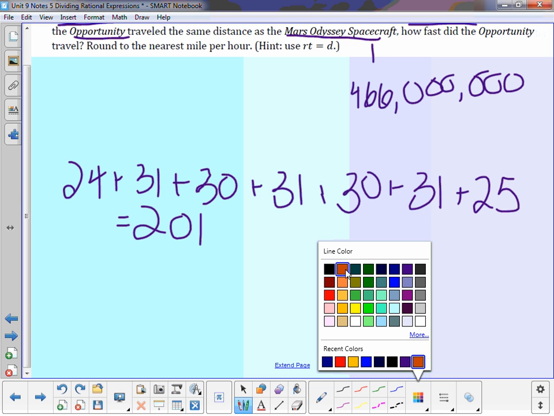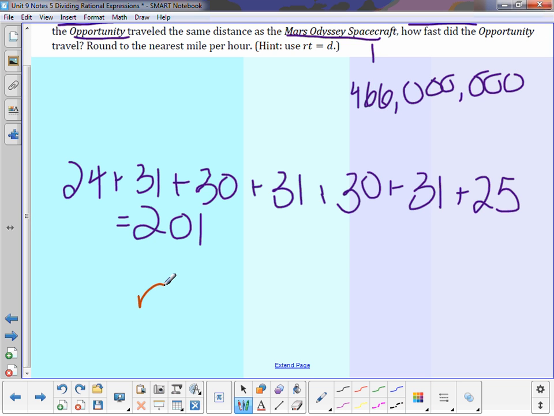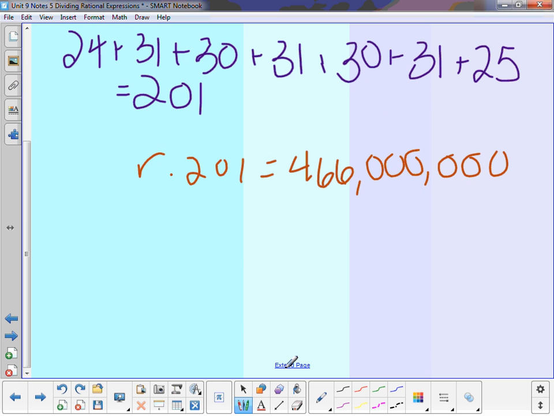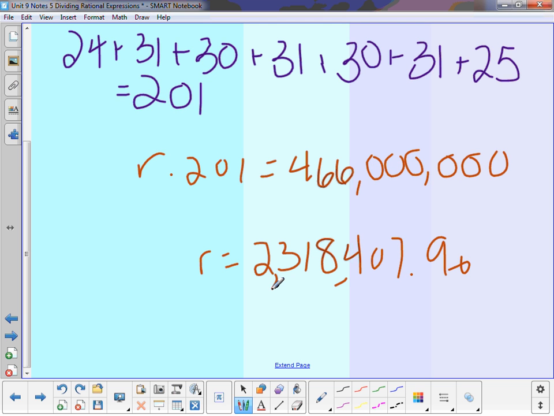So now we're going to set that into the same equation. So we're going to have R times 201 is equal to 466 million. Solve that for R, and then you get 2318407.96. Put commas in there because we're good math students. And we also want to put a label, miles per hour.